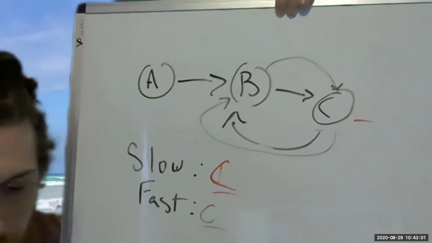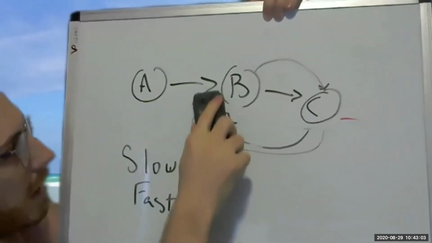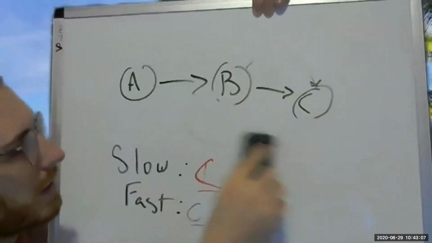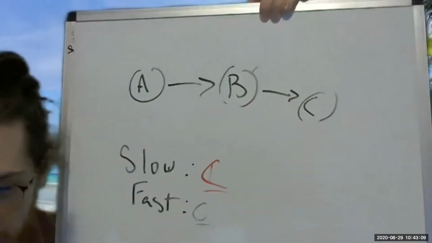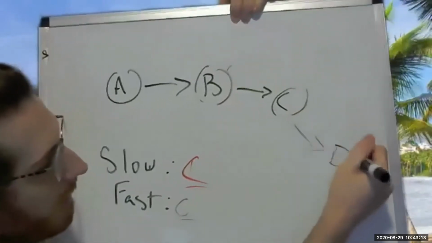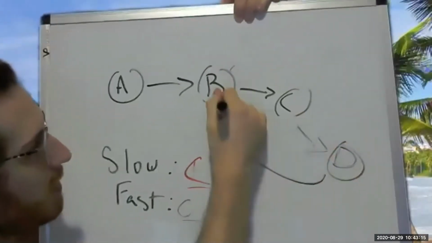Here, I can add another node too. Let's try it with another node. So let's add a D, and then this will still go to B. Okay, so now let's try again. Let's just walk through it one more time.